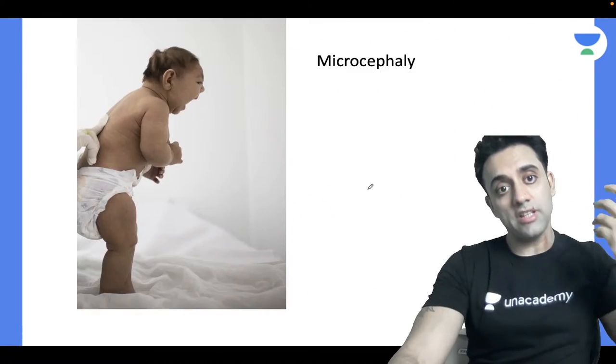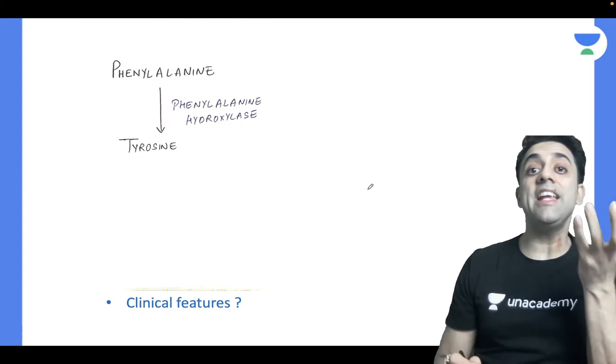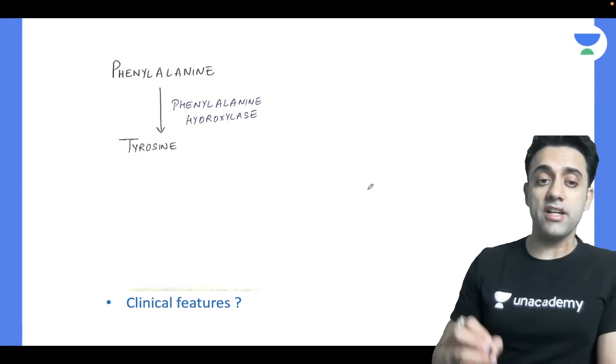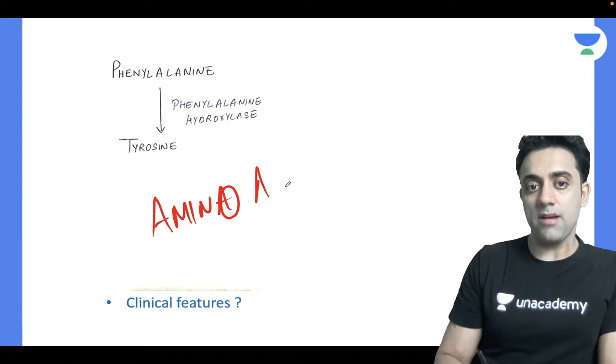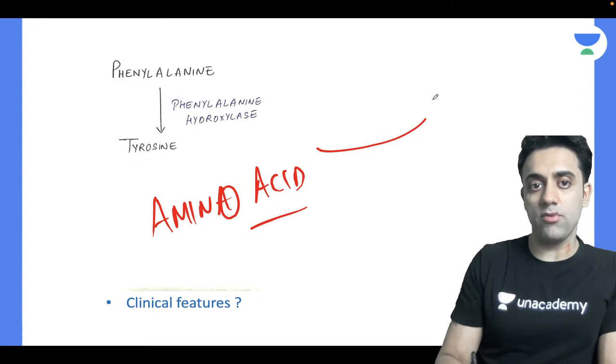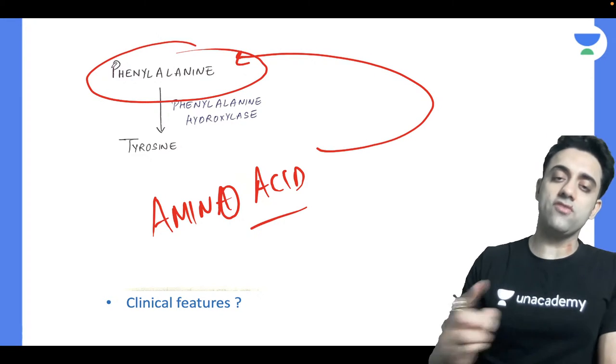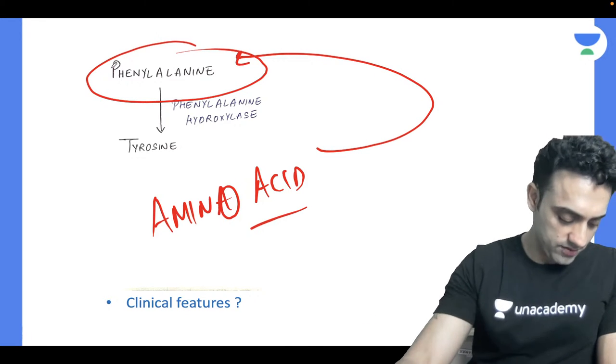Some students even forget the name while speaking. We are studying phenylketonuria. We are studying disorders of amino acid metabolism. In amino acid metabolism, we are studying phenylalanine, which leads to phenylketonuria. Right? Very good. That you should know.